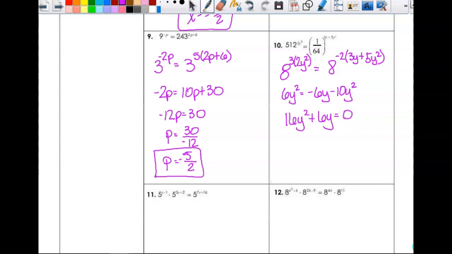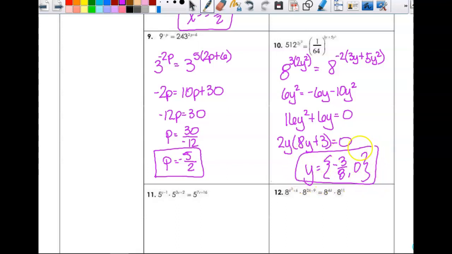Can I factor that? Factor out a y. 2y. Okay, so I can factor out the 2y. So 2y leaves me with 8y plus 3. So there you go. That's factored. So my y, I'm going to have more than 1, so I need my squigglies. Negative 3/8 and 0. Okay. Any questions at all? Alrighty, let's look at 11.